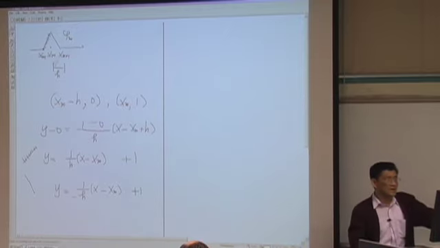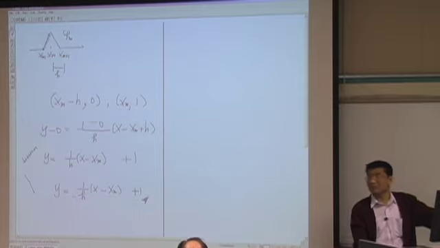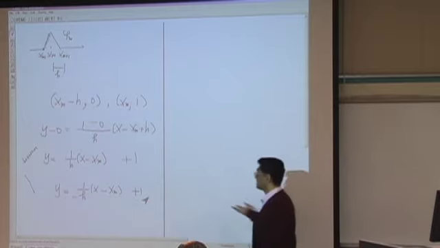So let's check it. If it is xm, then what happens? If xm is replaced, what happens? Yeah, 0. This is 0 for this one, right? So it is xm plus 1. What happens if it is xm plus 1? Then xm plus 1 minus xm is h, right? h over negative h is minus 1, plus 1 is 0. So this function is correct.